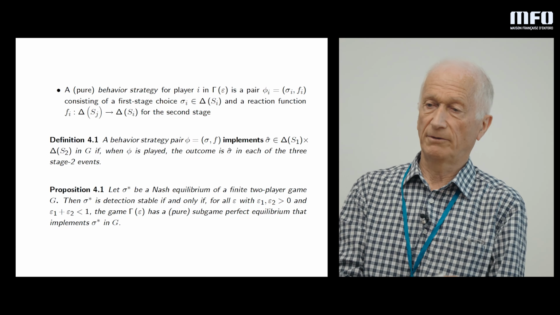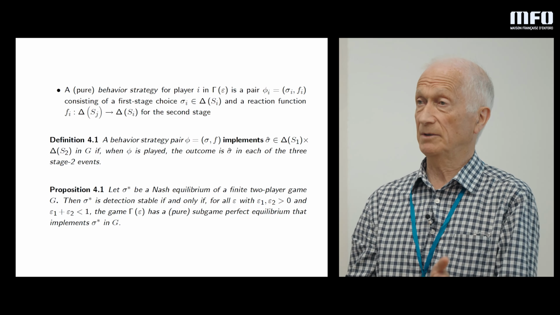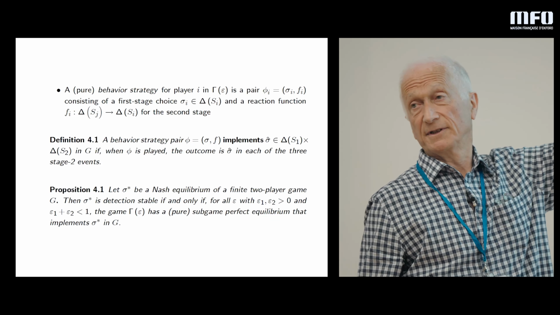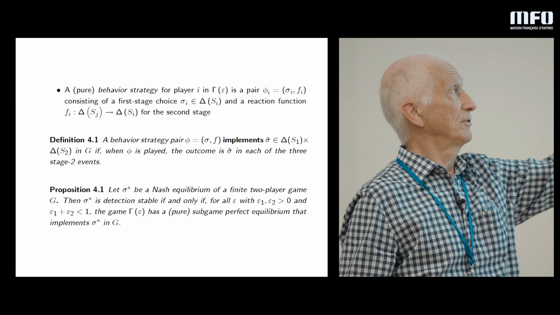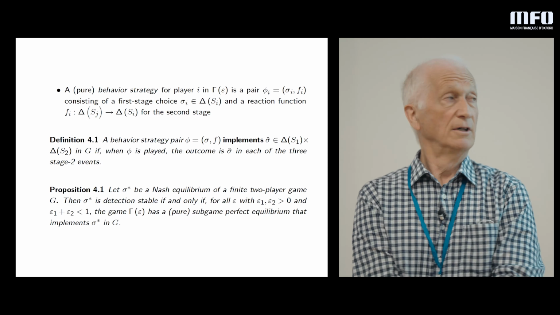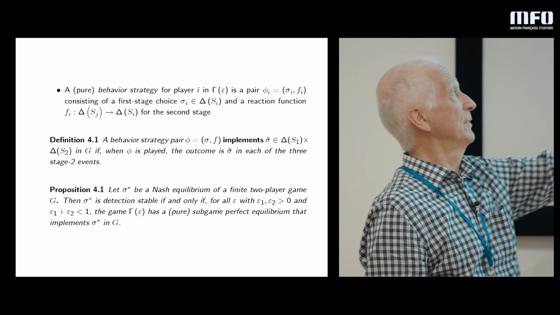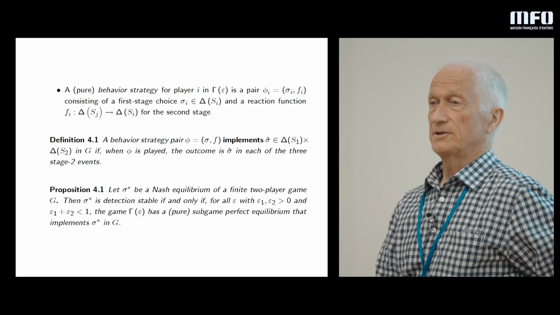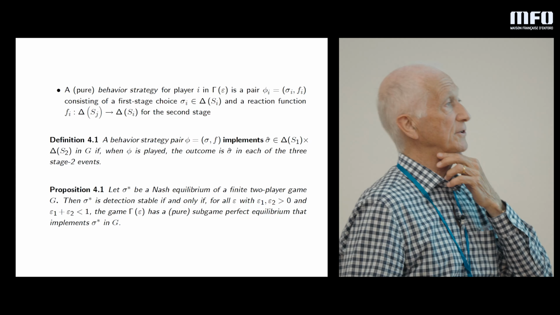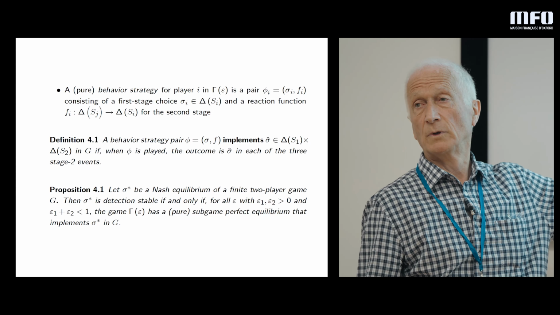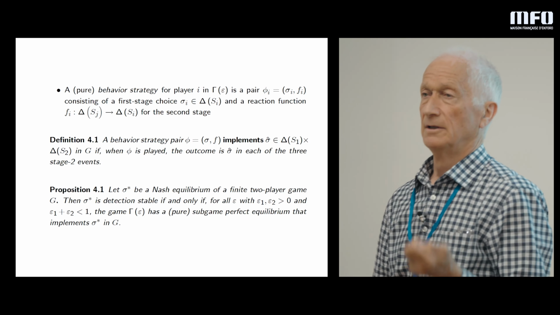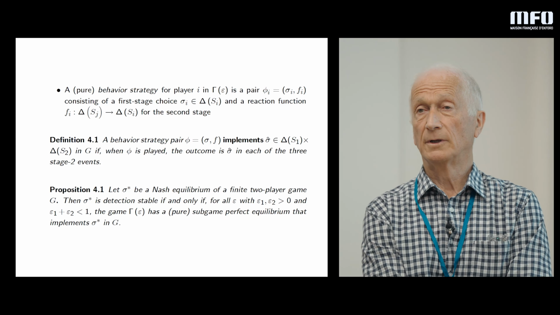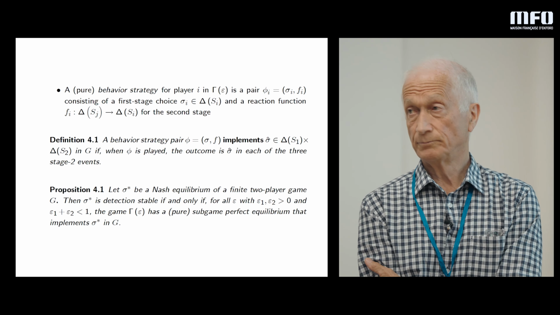So nature will choose which of the 3 scenarios it is, and then if that is the outcome, sigma hat, in all of them, we say it implements this strategy profile sigma hat. And then the result that we have here is to say that if you look at the Nash equilibrium of a finite 2-player game, then this will be detection stable if and only if, for all epsilon that meet these conditions, there exists a subgame perfect equilibrium that implements it. So it's the same thing as saying that there exists a subgame perfect equilibrium where this is what is going to happen. So that's a necessary and sufficient condition.